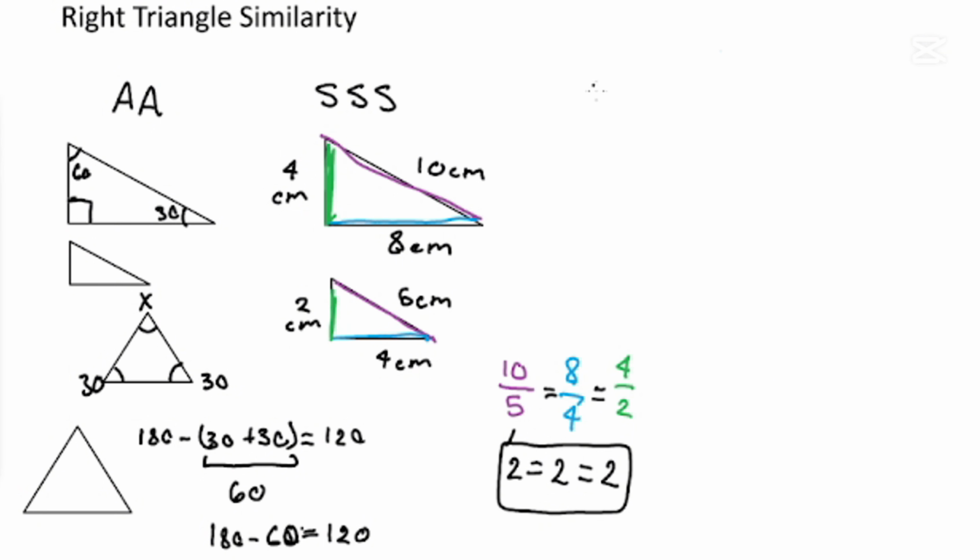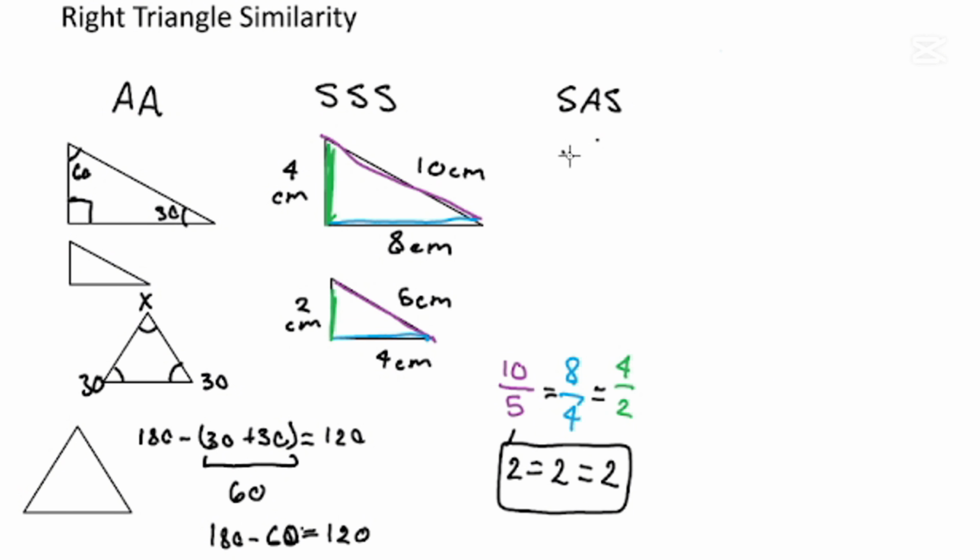Now let's look at SAS, which will be the last one for this quick episode. So SAS, or side angle side, has one angle which must be between the two sides we know of, and it must have two proportionate sides.